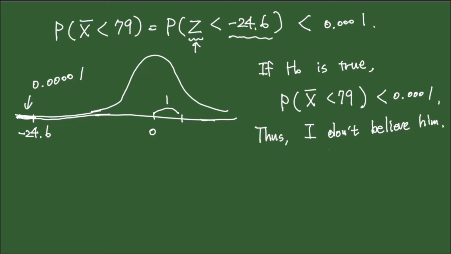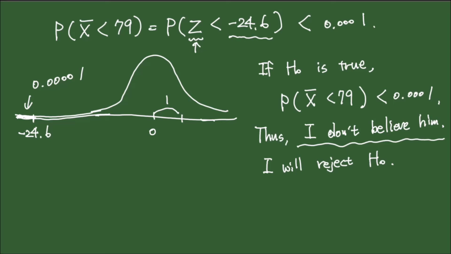And statistically, that I don't believe him means I can say I will reject your opinion based on my sample, right? Sample was 79, right? So this is the mechanism of doing testing in statistics.